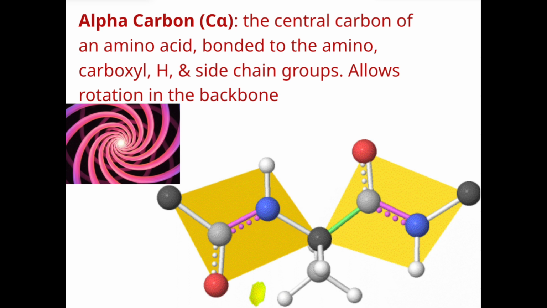But the chain isn't a stiff rod. Rotation happens around the alpha carbon, the central carbon of an amino acid, bonded to the amino, carboxyl, hydrogen, and side chain groups. This alpha carbon is going to allow rotation in the backbone.